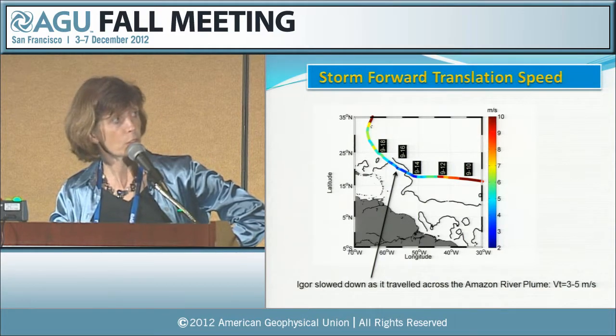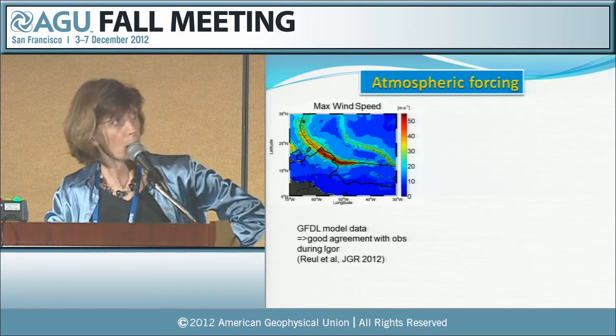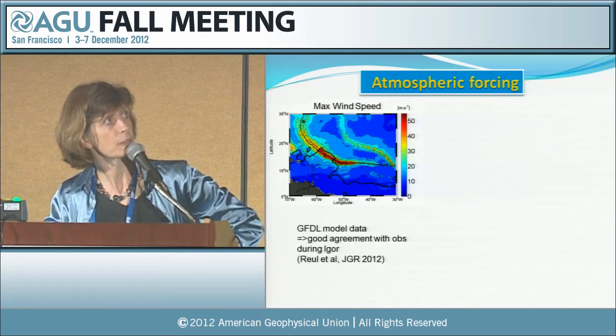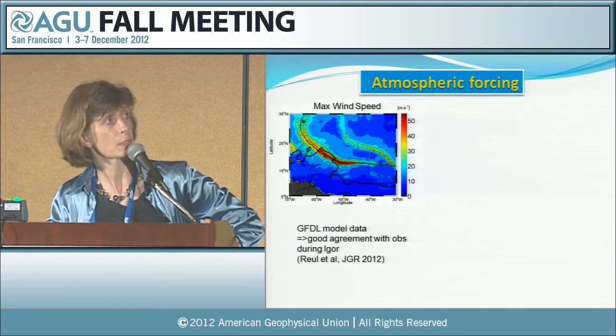They also look at the speed of the cyclone, and this cyclone slowed down as it traveled over the Amazon plume. Then they looked at the atmospheric forcing. Here they plotted the maximum wind speed along the hurricane track, and you can see that the maximum speed was close to the plume, and it remains very large within the plume.